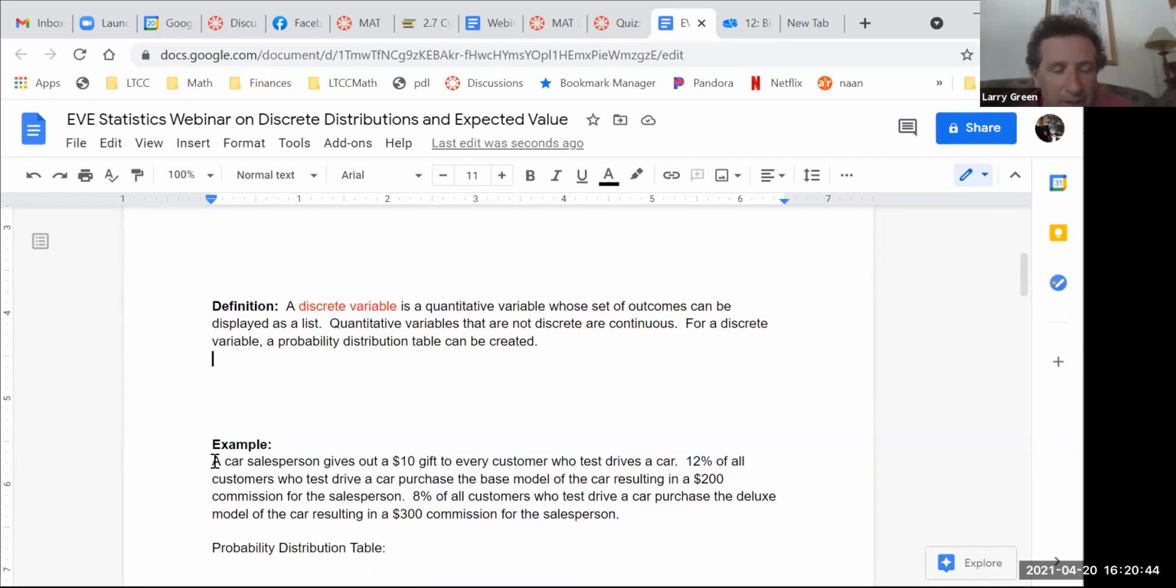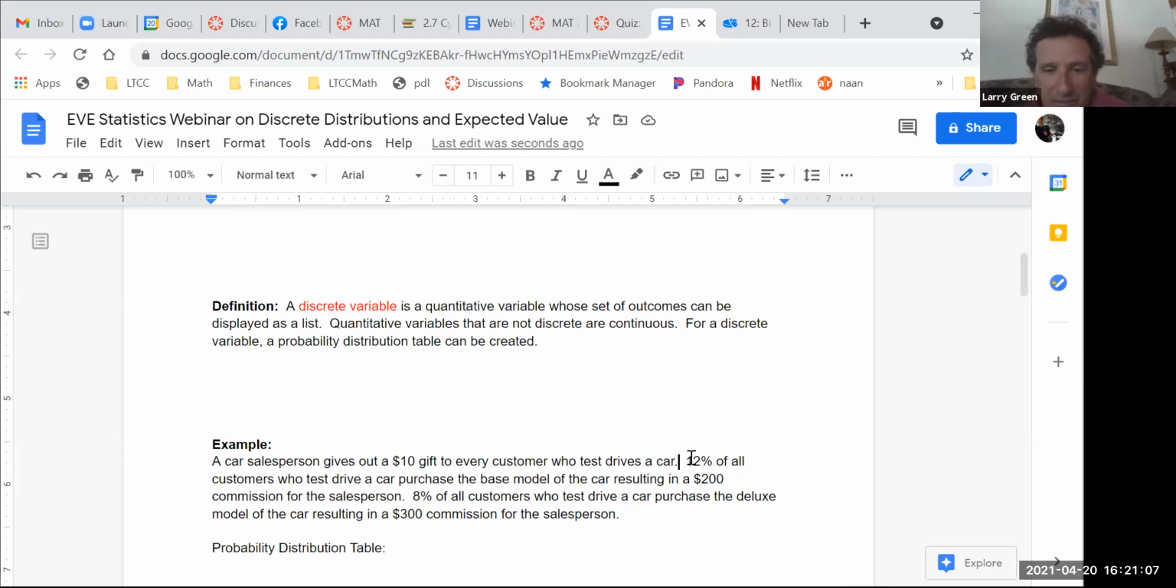So here's the example. A car salesperson gives out a $10 gift to every customer who test drives a car. I don't know if you've heard of that before, but sometimes you come into the dealership and they give you some kind of prize, gift certificate, or present, if you test drive the car. Just to get you in.